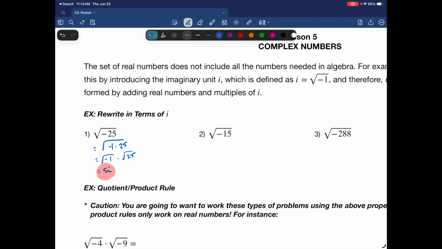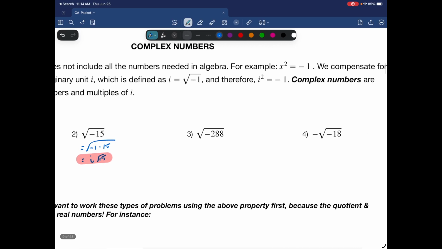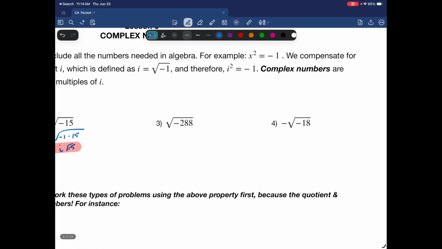On 2, 15 is not a perfect square, and a perfect square doesn't live inside of it. So this would be the square root of negative 1 times 15. And when I split that up, i is the only thing that comes out. So I get i square root of 15 as an answer. On 3, we'll simplify this. We got negative 1 times 144 times 2. The square root of 144 is 12. The square root of negative 1 is i. And 2 is going to stay put. So this is going to be 12i square root of 2.